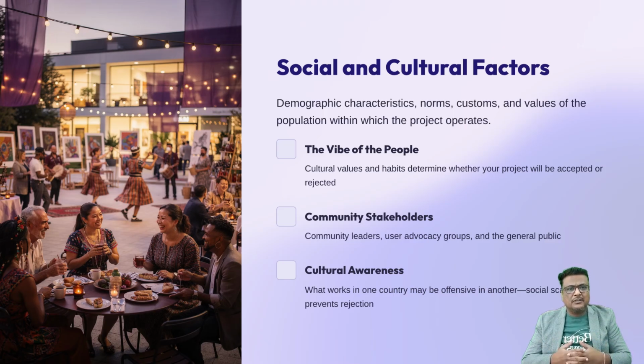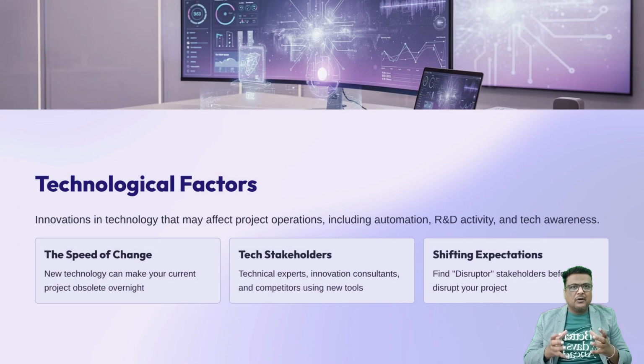Now, knowing the culture is great, but we also have to look at the tools that are changing the way those people live, which leads us to technological factors. Let's look at technological factors. Technically, these are the innovations in technology that may affect the operations of the project or the industry, including automation, R&D activity, and tech awareness. In simple terms, this is the speed of change.